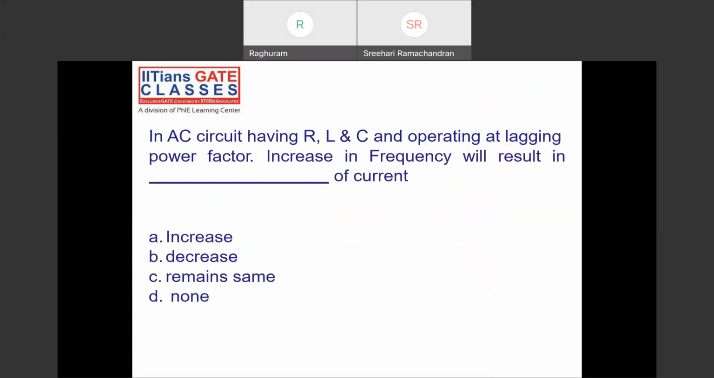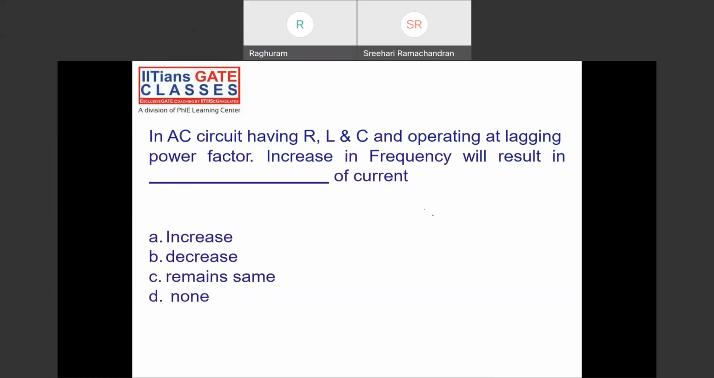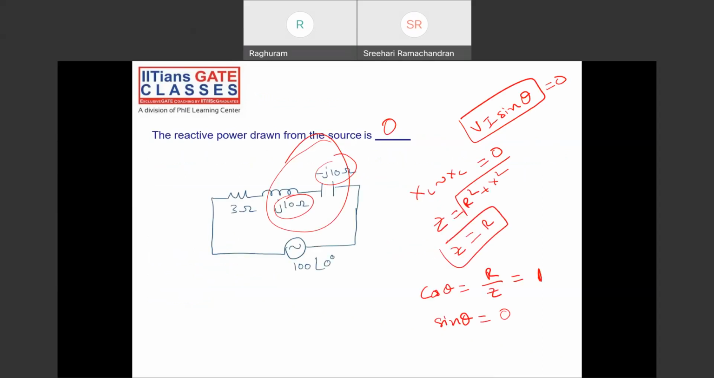Moving on, next one. In AC circuits having R, L and C and operating at lagging power factor, increase in frequency will result in dash of current. AC circuit having R, L and C operating at lagging power factor. That means R plus jXL, it is in terms of XL. XL minus XC, right? XL is dominating. So this will be R plus jX, not minus. That means lagging power factor.